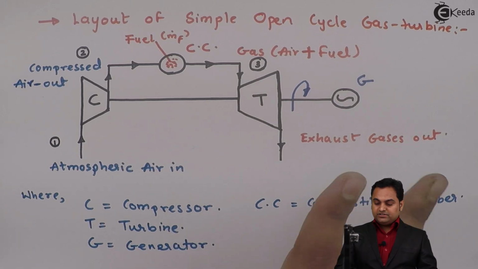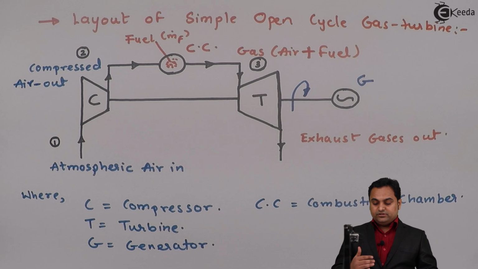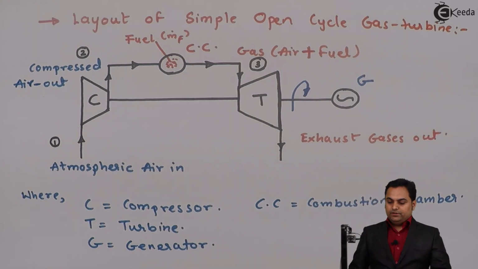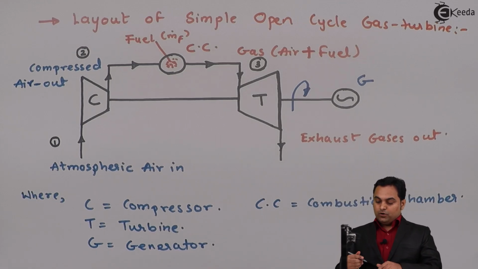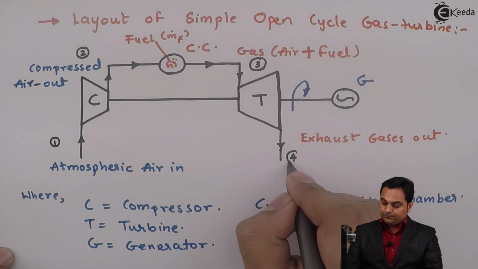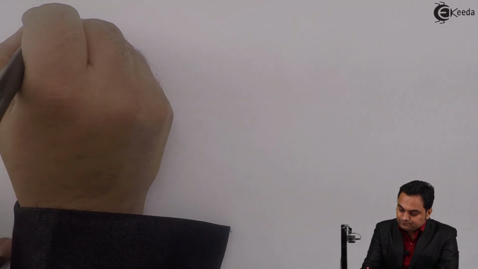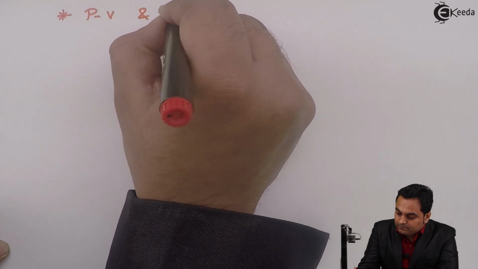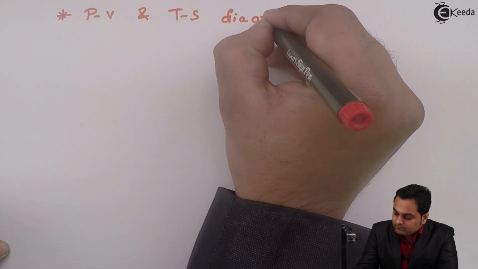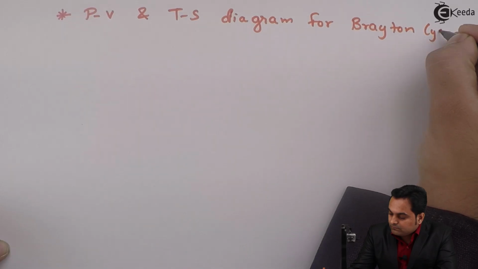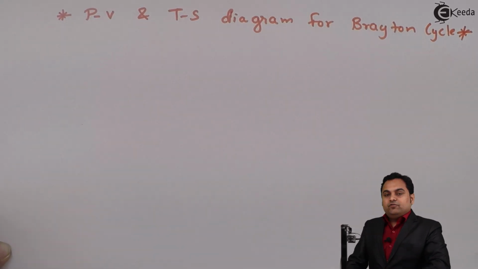So we have seen here the layout of the open cycle gas turbine, and now I will explain the Brayton cycle considering this open cycle gas turbine, in which when the gases are exhausted we are having state 4. So these points 1, 2, 3 and 4 I'll show on the Brayton cycle. Next, PV and TS diagram for Brayton cycle.